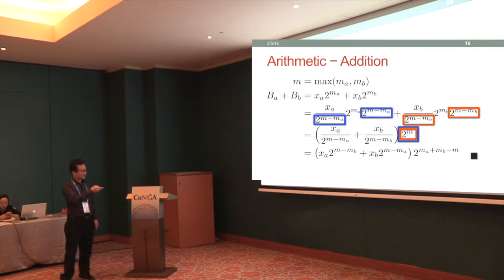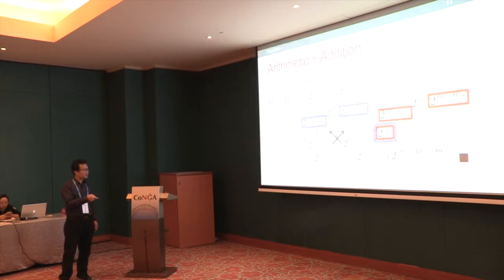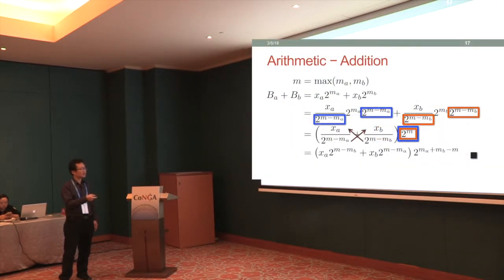By definition, we have these fixed point numbers, the two numbers. We want to perform an addition. The key is to use specific exponent values on two of the numbers, so that it results in a common exponent that can be factored out. After that, we do the cross multiply and move the denominator out to the exponent term. So we have our fixed point output xc and mc.